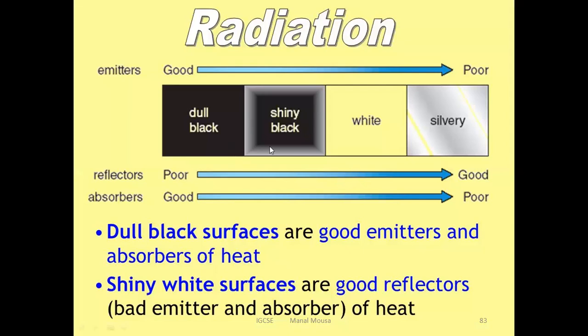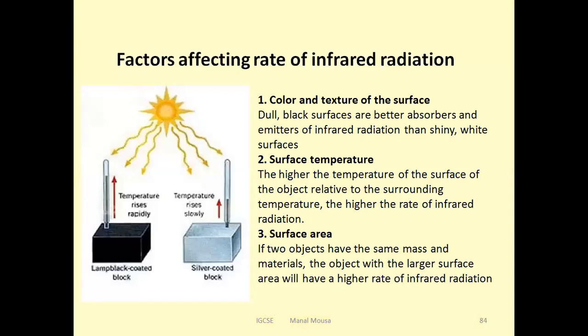Now, also this chart with more details. Dull black surfaces are good emitters and absorbers of heat. Shiny white surfaces are good reflectors. So as well, they are bad emitters and absorbers of heat. Now, the factors affecting the rate of infrared radiation: we have three factors. First factor, color and texture of the surface. Dull black surfaces are better absorbers and emitters of infrared radiation than shiny white surfaces.